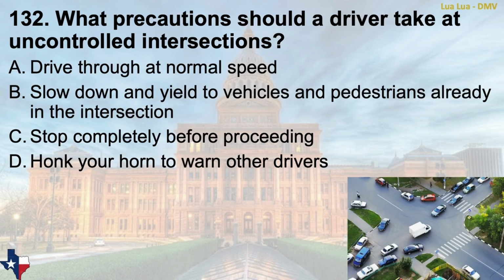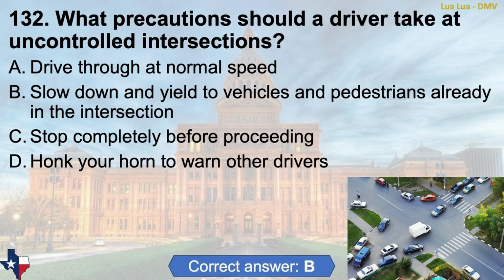Question 132. What precautions should a driver take at uncontrolled intersections? A. Drive through at normal speed. B. Slow down and yield to vehicles and pedestrians already in the intersection. C. Stop completely before proceeding. D. Honk your horn to warn other drivers. The correct answer is B. Slow down and yield to vehicles and pedestrians already in the intersection.